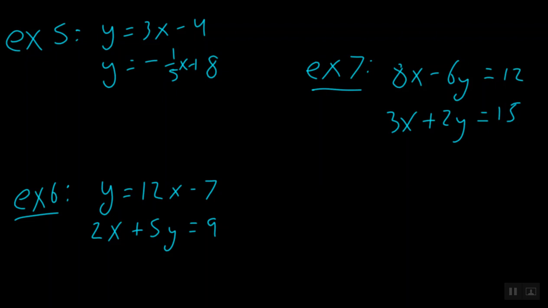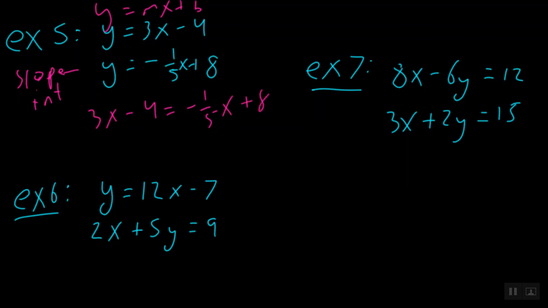Okay, so let's take a look at example 1. I noticed that both of my equations are in the form of y equals mx plus b. And so, since they are both in slope intercept, I can just set them equal. 3x minus 4 is equal to negative 1 over 5x plus 8. Bam, there is my first step.